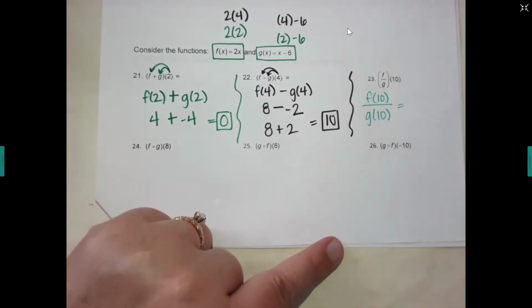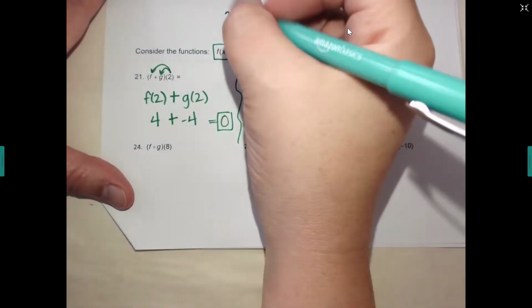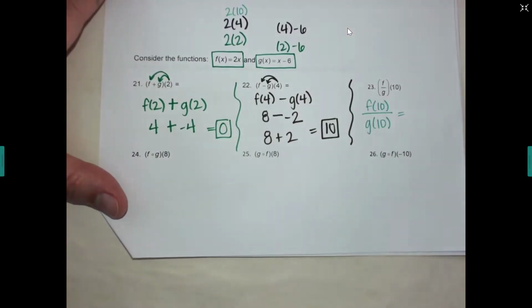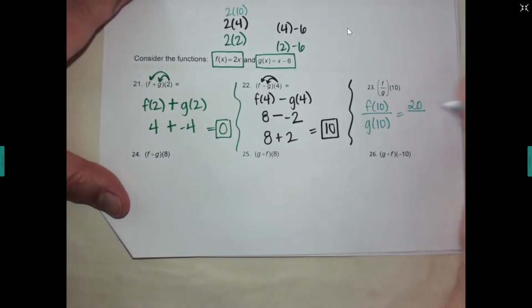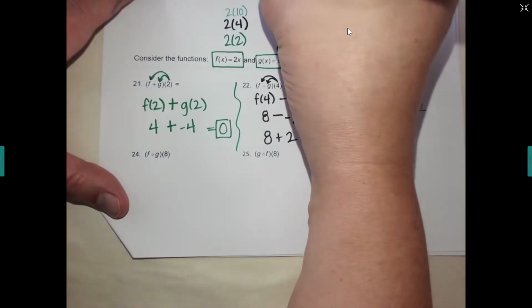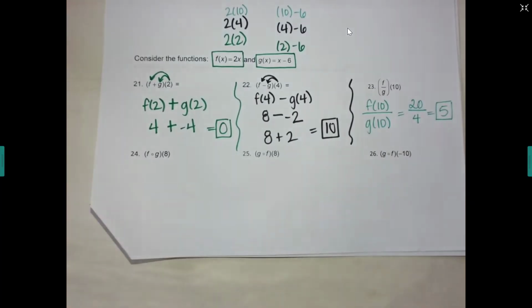And then once I get those answers, I'll divide them with each other. Let's plug in our 10 to the f equation first. Instead of a 2x, now it's a 2 times 10. And what is 2 times 10? 20. Okay, on bottom, we're plugging into g. So that'd be 10 minus 6. 10 minus 6 gives me, and 20 divided by 4 is, okay. So far, so good.